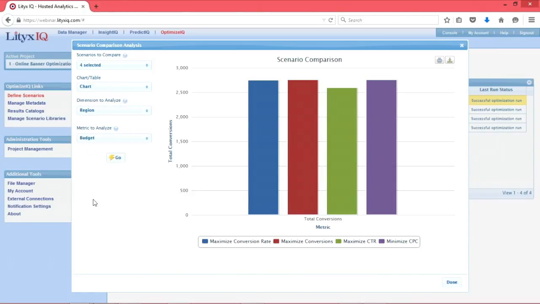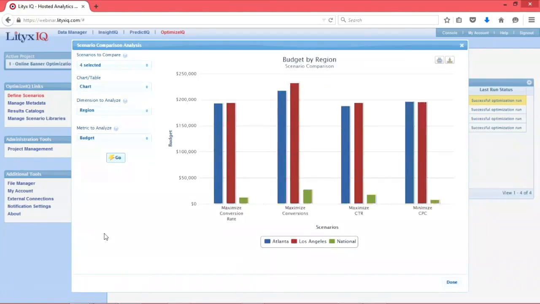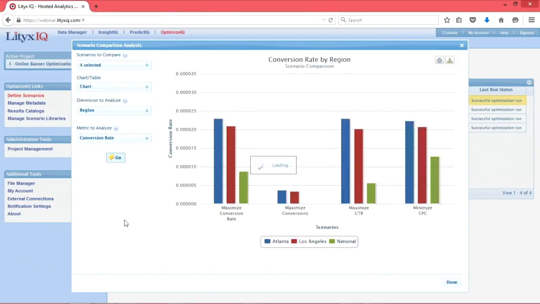Again, drilling down a little bit, I can look at maybe the budget we'd be spending by region for each of these scenarios and how that might shape up from one of our objectives to another. So a couple of differences here. It looks like we want to put more into Los Angeles than into the Atlanta region if I want to maximize conversions, but slightly tipped in the other direction if my goal was to minimize cost per click. And of course, I can drill into other metrics as well.